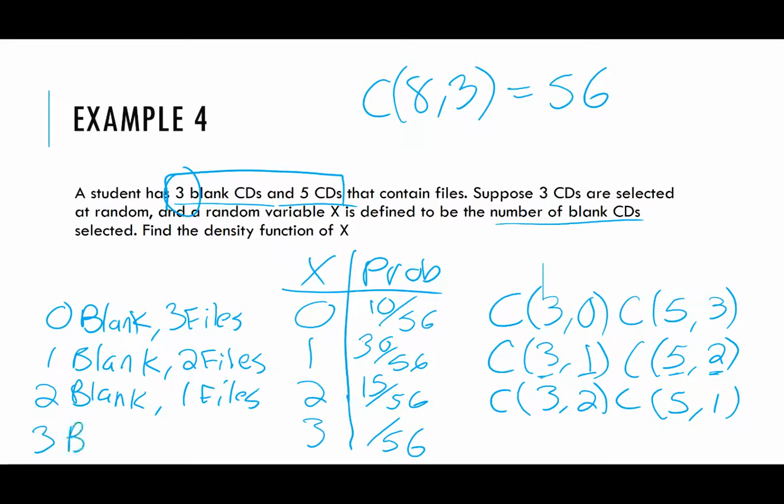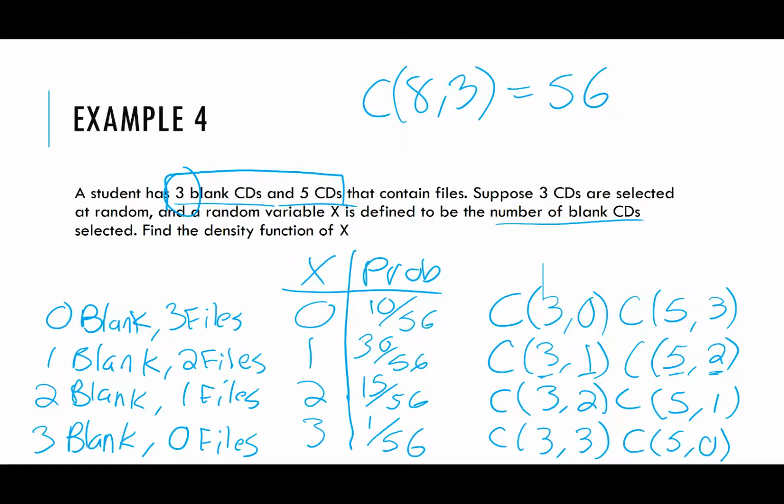So the last one is 3 blank CDs, and if they're all blank, that means 0 of them have files on them. So 3 blank, 0 files, that's a combination of 3 blank, choosing all 3 of them, and a combination of 5 with files, but you're choosing none of them. So in that case, it's only going to equal 1.